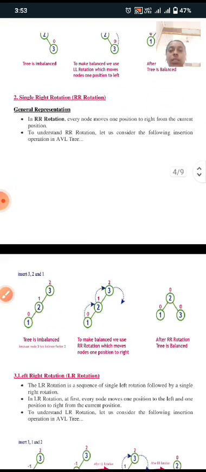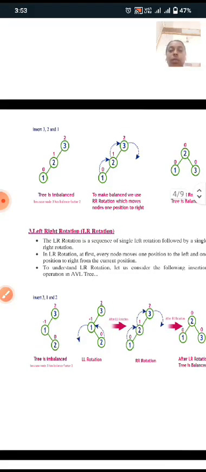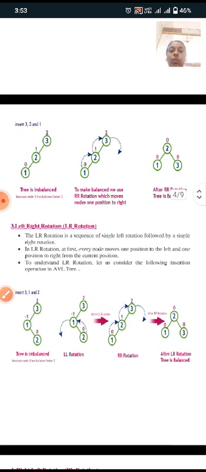The next one is for inserting a value on the left side. For example, node 3's balance factor is 2, node 2's balance factor is 1, node 1's balance factor is 0. So the tree is imbalanced. To make it balanced, we use right rotation, which moves nodes one position to the right. After rotation, the tree is balanced.